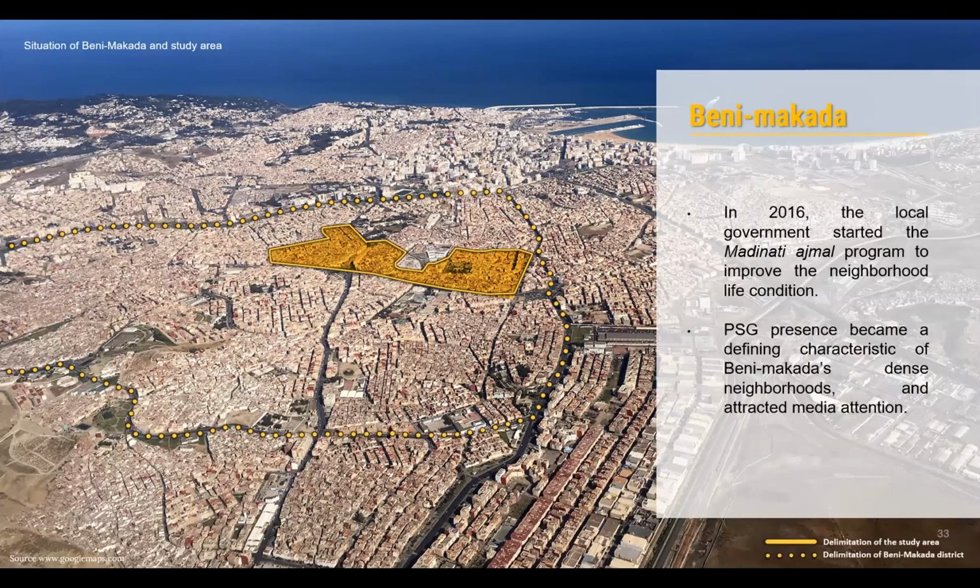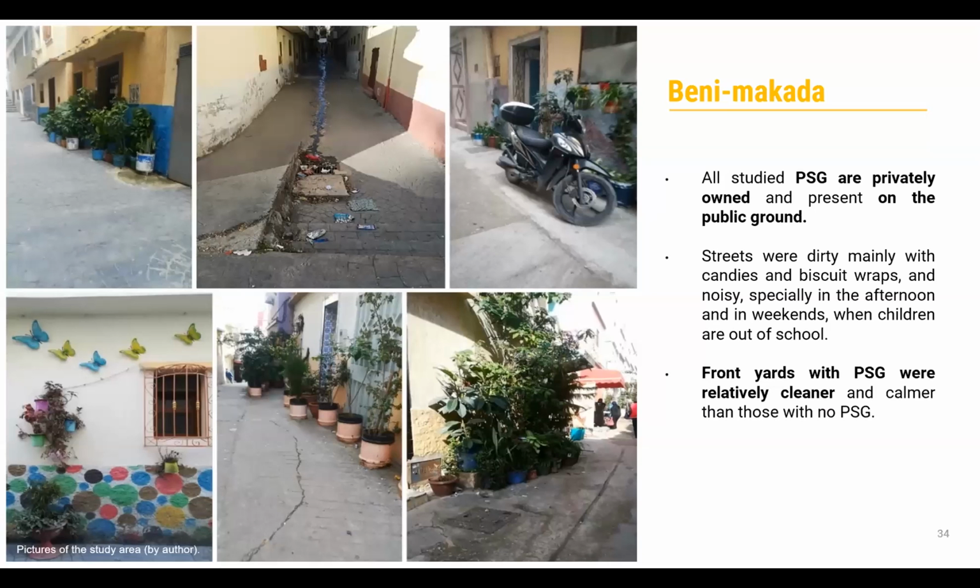As a result, the neighborhood attracted media attention during the COP22 that was held in Marrakesh, and inspired many neighborhoods in Tangier and in Morocco to start their own street potted gardens. All studied PSGs are privately owned and present on the public ground, back to back with houses.